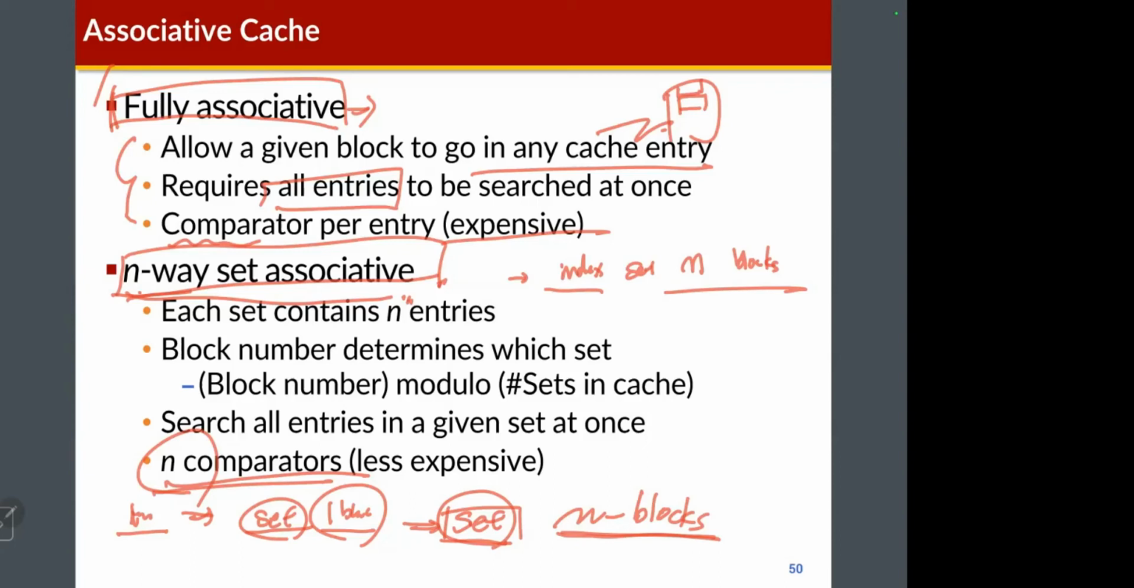Hi guys, let's start today's class. In the previous class, we learned about the associative cache.